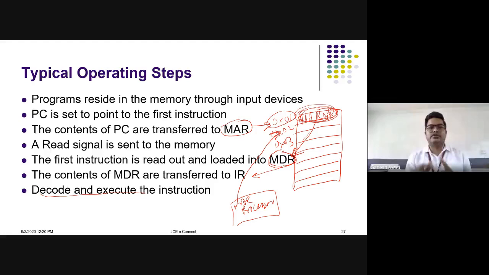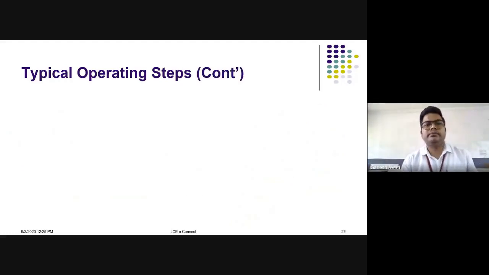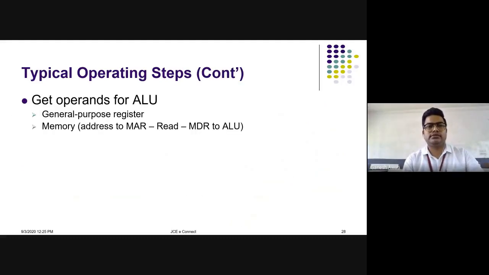So understood? If we want to execute a particular instruction, all these steps have to be followed. Then only we can execute one particular instruction. Clear? So, typical operating steps. Continue. Get the operands for the ALU. So we got that from the memory. Okay, so a general purpose register will hold some data, or the memory. So address to MAR, read. So the MDR will have that particular data, and that will pass to the ALU.